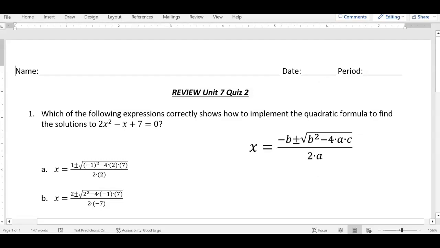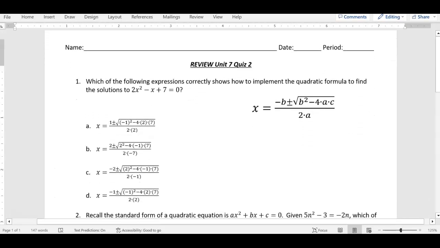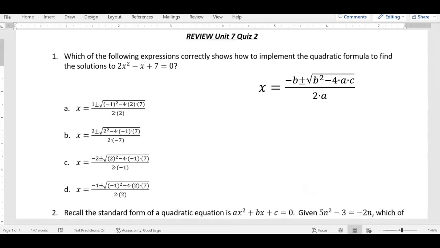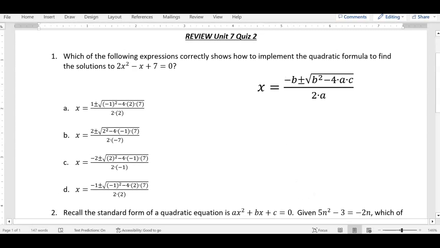Alright, here's our review for our Unit 7 quiz number 2. We've already done quiz 1, so here's quiz 2. Okay. Now it says, which of the following expressions correctly shows how to implement the quadratic formula to find the solutions to this quadratic equation?